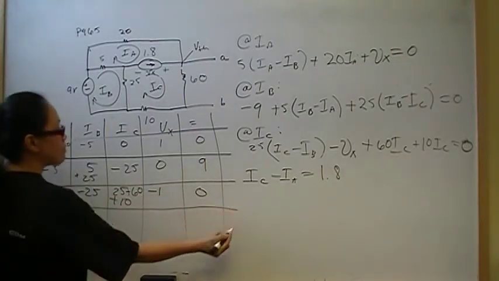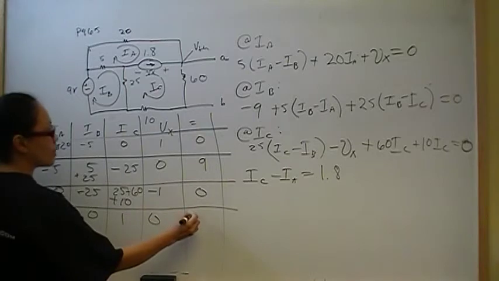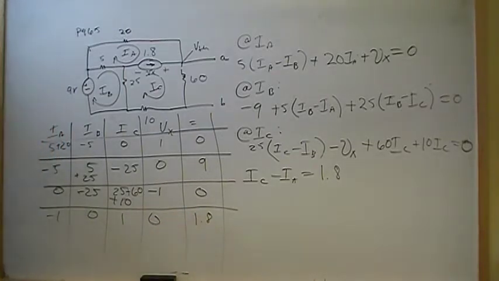And then our last mesh equation is going to have 1 for IC, -1 for IA, 0, 0, and then 1.8 for constants. Right, so now we're going to put that information into our scientific calculator and into our simultaneous equation solver.